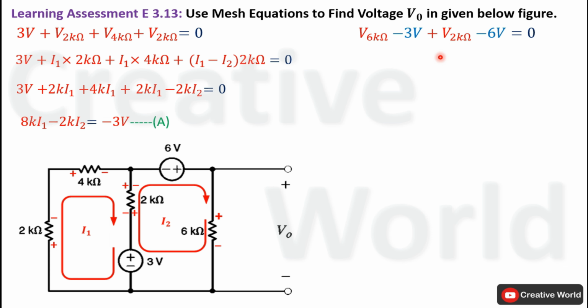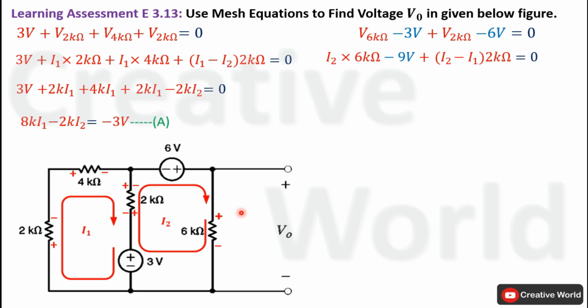Now add minus 6 volt and minus 3 volt together, it will become minus 9 volt, and replace these two voltages with their respective equations. Voltage across 6 kilo ohm resistance will be equal to the product of current through it, that is I2, and the value of resistance 6 kilo ohm. Similarly, voltage across this 2 kilo ohm resistance will be equal to the current through it and the value of resistance. Current through this 2 kilo ohm resistance will be equal to the difference of these two currents, because both currents are passing through this 2 kilo ohm resistance and both are opposite in direction.